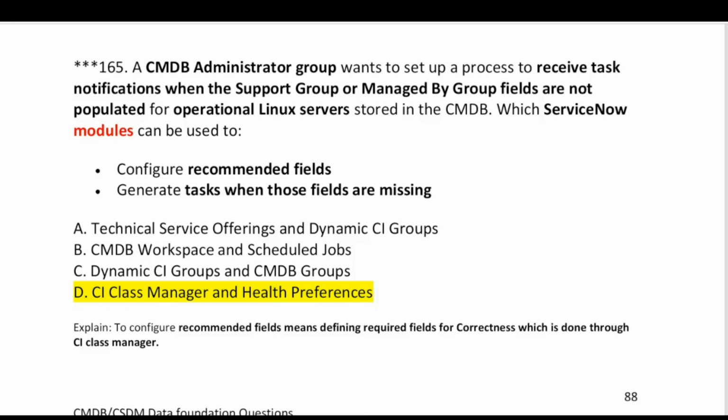Option A, technical service offerings and dynamic CI groups. Option B, CMDB workspace and scheduled jobs. Option C, dynamic CI groups and CMDB groups. Option D, CI class manager and health preferences. Correct answer is option D.